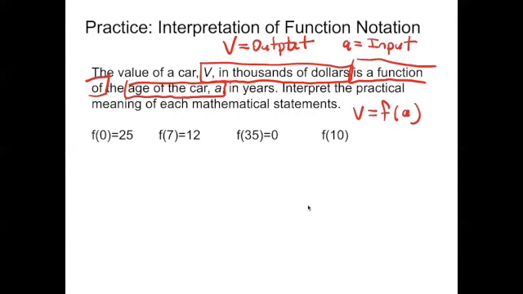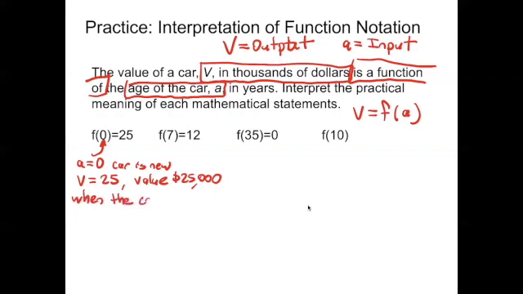And so now this helps me identify which value corresponds to which number. So the thing that is inside the function, that's A. So this tells me the car is 0 years old. So in other words, the car is new. V equals 25 means that its value, right, the units of V are thousands of dollars. So this tells me when A is equal to 0, V is equal to 25. In other words, when the car is new, its value is $25,000.